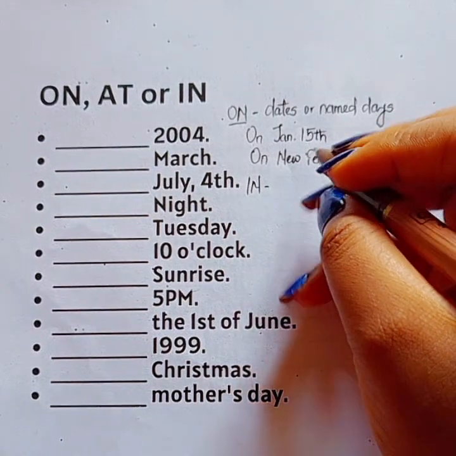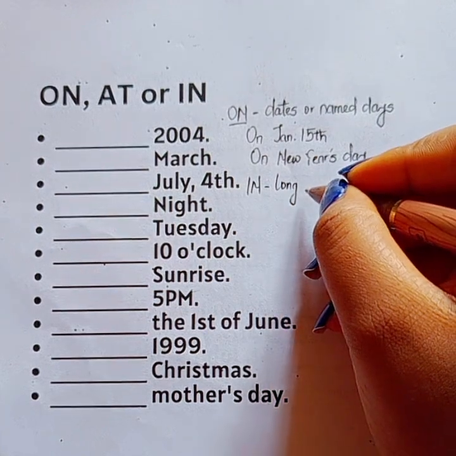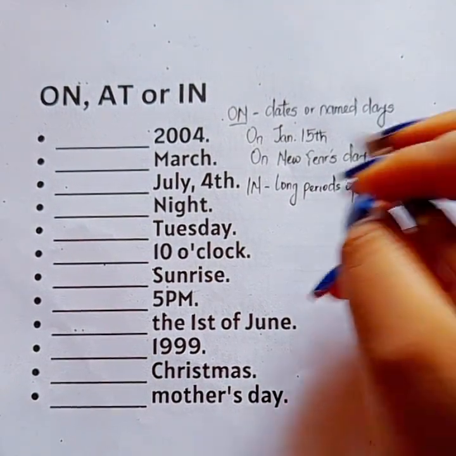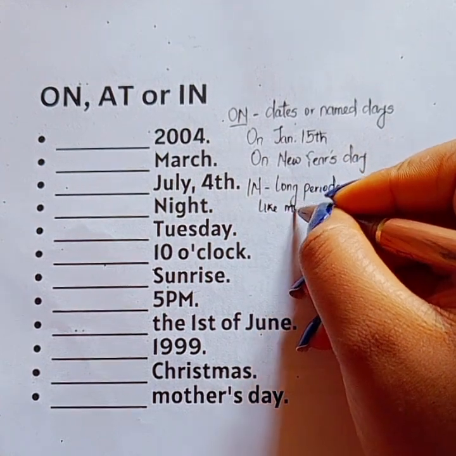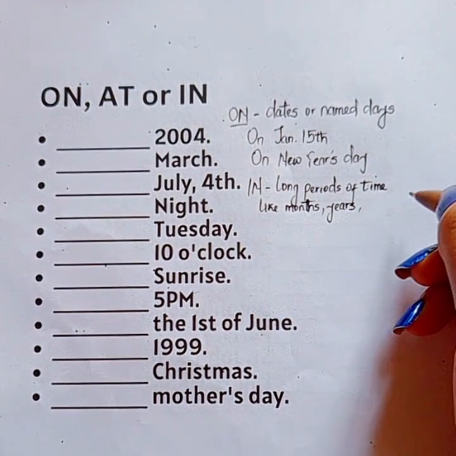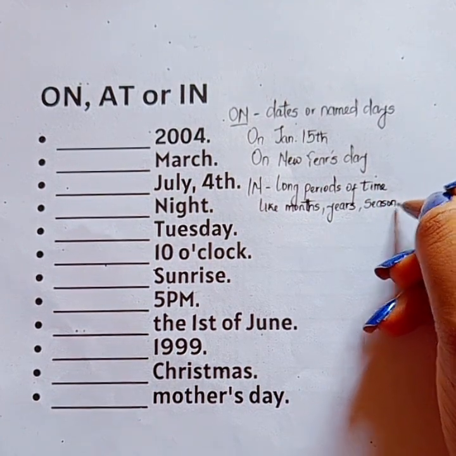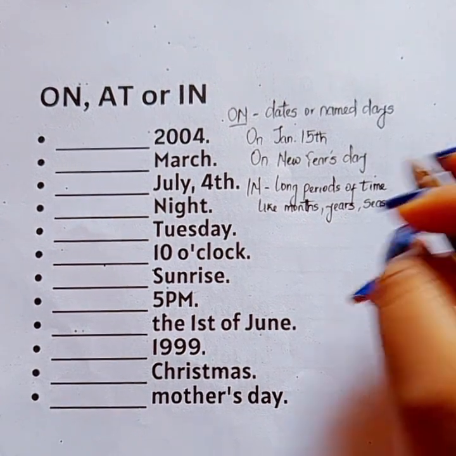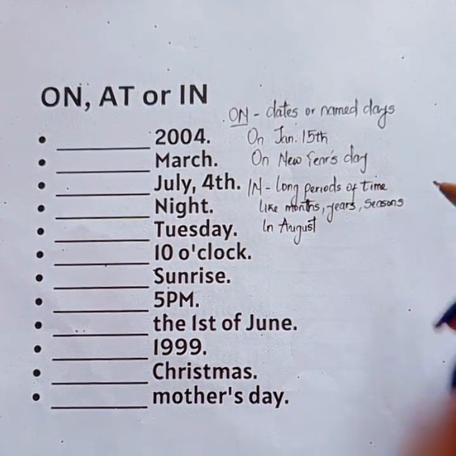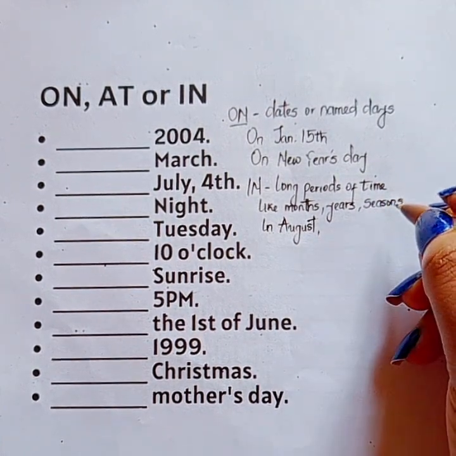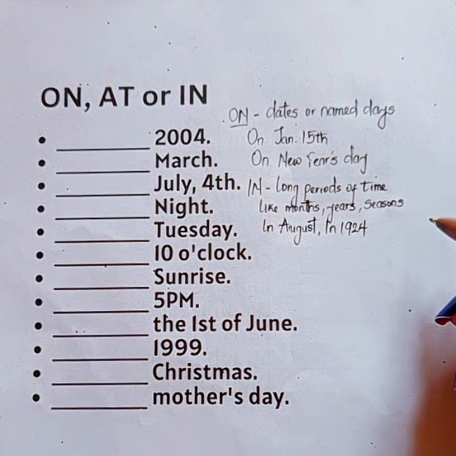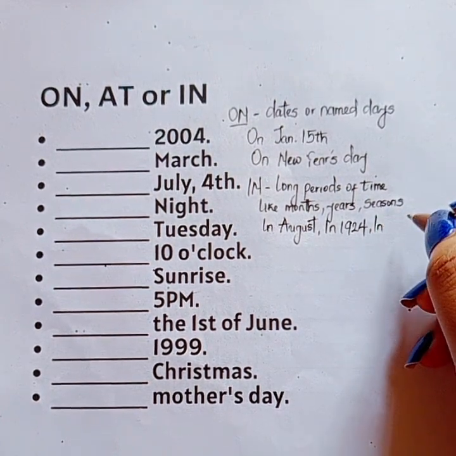In is used to refer to long periods of time, like months, years, or seasons. Okay, for example, we have in August. This is a month, all right? Another example we have is in 1924. This is a year. And we have in summer.